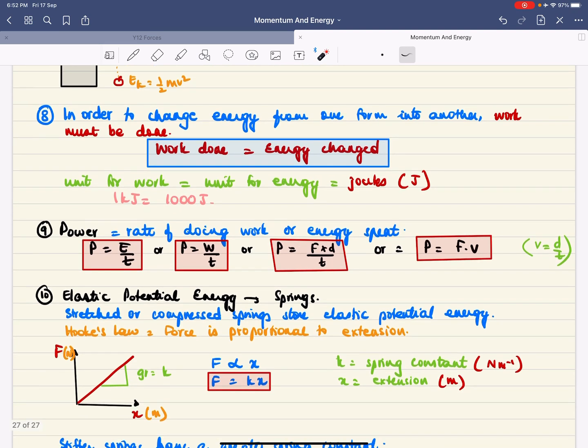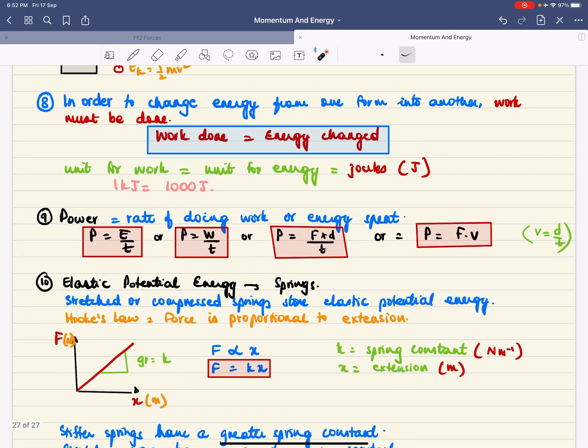Moving on to power, it's how quickly energy is spent or how quickly work is done. There are lots of formulae for power. It's energy over time or work done over time. I've just expanded this. Work is force times distance over time. But distance over time is speed. So power is also force times speed. So you can even do that.